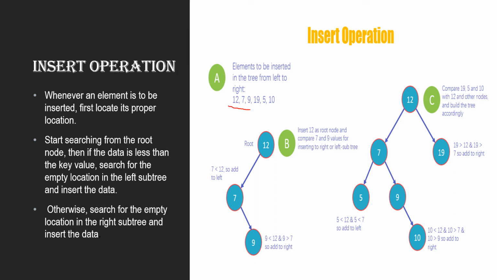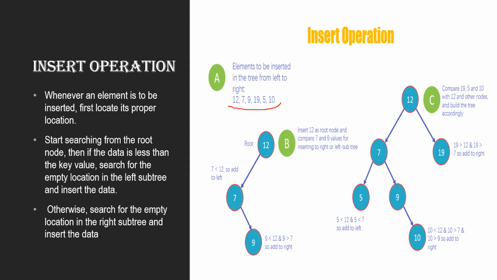Here we have the list 12, 7, 9, 19, 5 and 10. Elements should be inserted from left to right. So we are taking the 12. Insert the 12, and the 12 will be the root node for this tree. The second elements are 7 and 9. Compare these values and insert them into the right or left subtree.